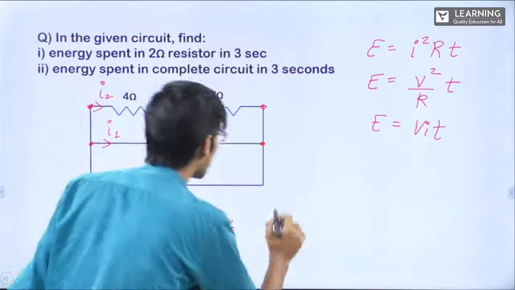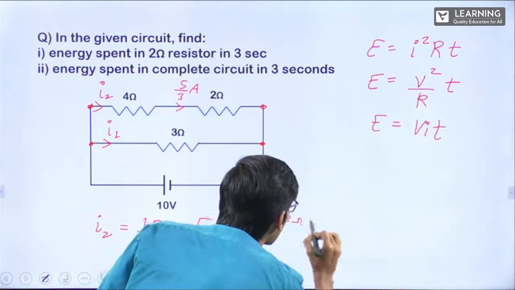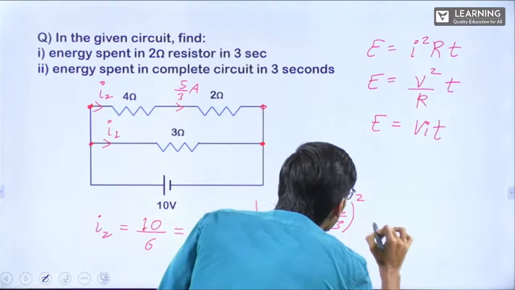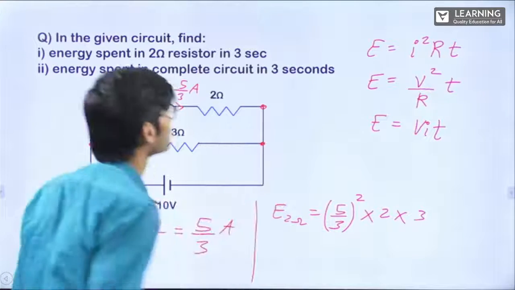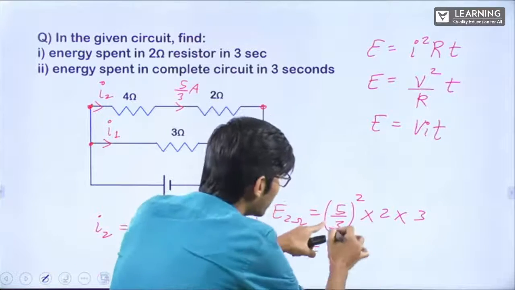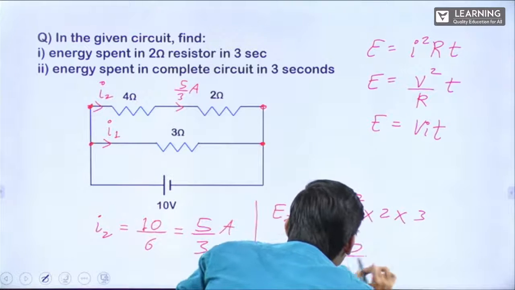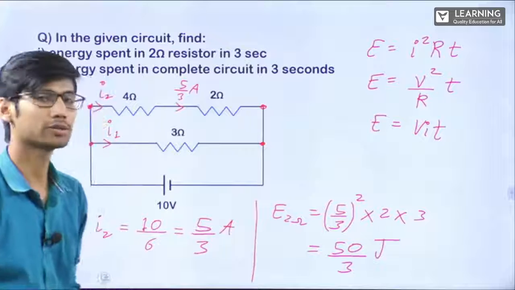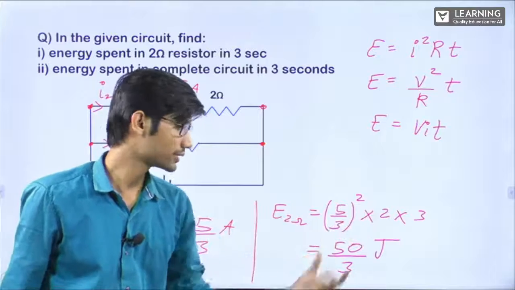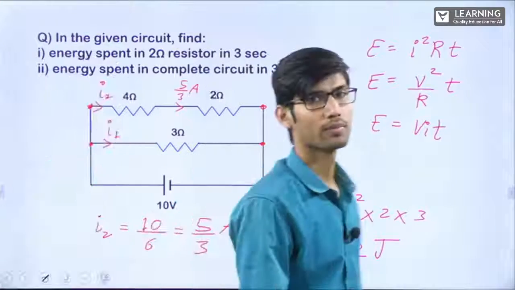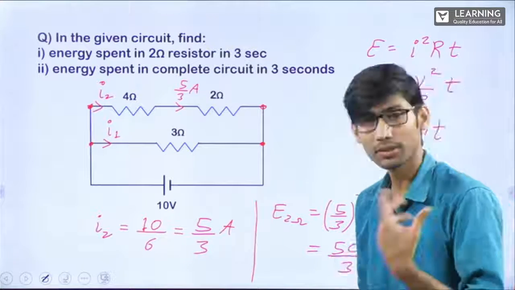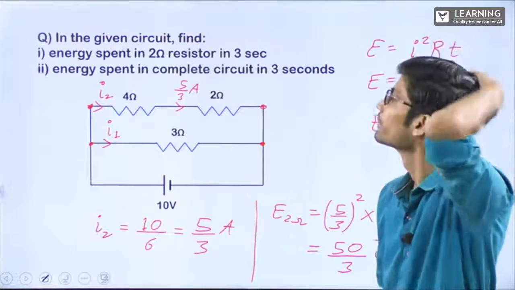Current I know, resistance I know. I can write the energy in 2 ohm resistor, that is equal to I square RT, 5 by 3 whole square into 2 into time, which is 3 seconds. So that equals 5 5s are 25, one 3 will be cancelled, 25 2s are 50 by 3 joule. Correct? Just check. 5 5s are 25, 25 2s are 50, here 9, 3 and 3 will be cancelled, 50 by 3 joule. This is energy spent in 2 ohm resistor, or energy absorbed by 2 ohm resistor, or energy dissipated in 2 ohm resistor, anything you can say.